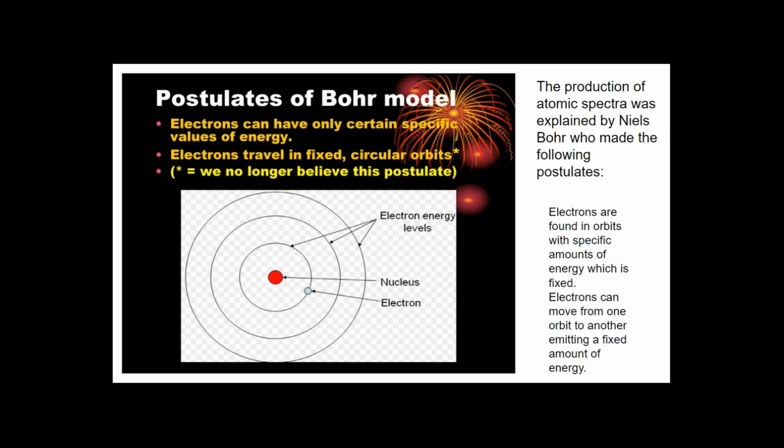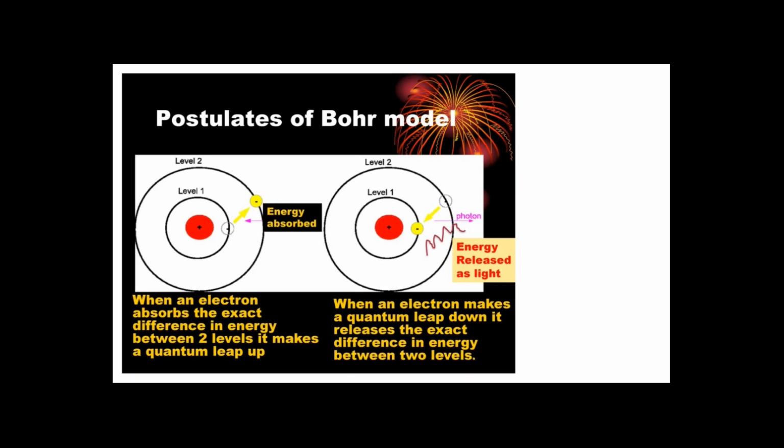And the production of atomic spectra is explained by Niels Bohr, who made the following postulates. Electrons are found in orbits, and we're calling them orbits right now, not orbitals, with specific amounts of energy, which is fixed. So when it's in one orbit, the energy it has is fixed. And electrons can move from one orbit to another, emitting a fixed amount of energy. So when it returns, it will emit energy, and this energy is given off in the form of light, giving off a photon.